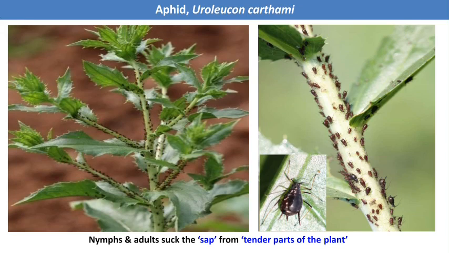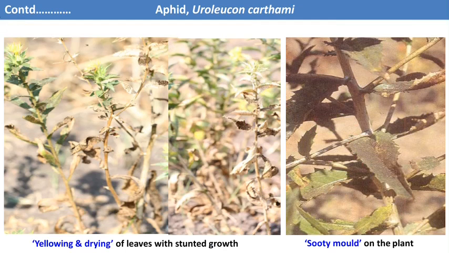feeding by sucking the cell sap. As a result of feeding, in case of severe infestation, the affected plant parts wither and dry up, and become yellowish in color. Besides feeding, these aphids also develop black sooty mold fungus on the different plant parts due to their secretion of sugary material or honeydew-like substance that develops the black sooty mold fungus on the plant parts.